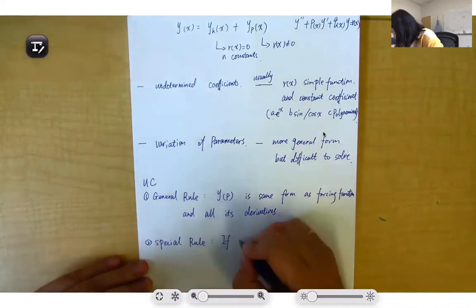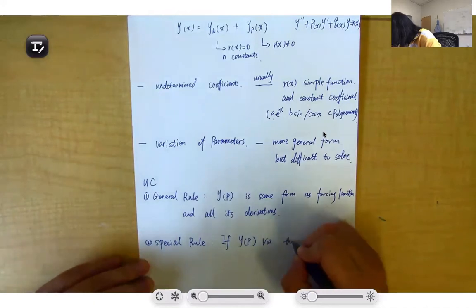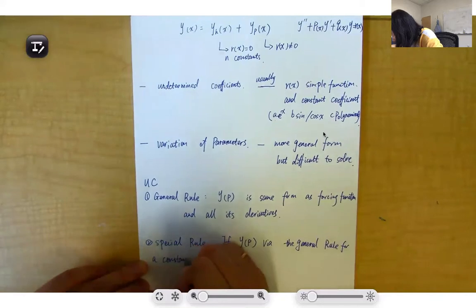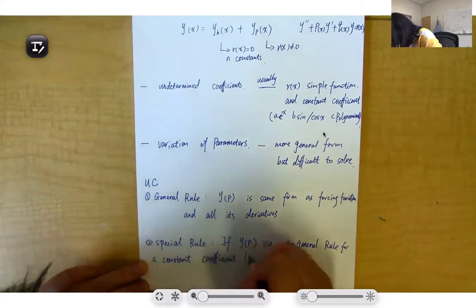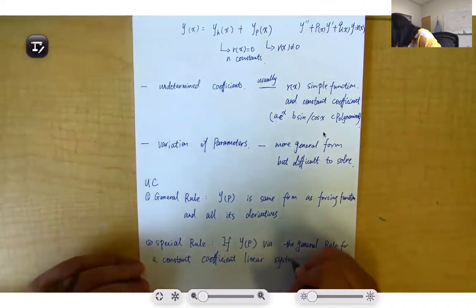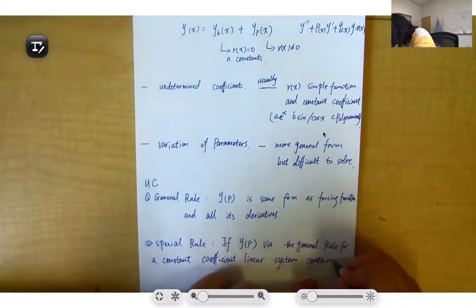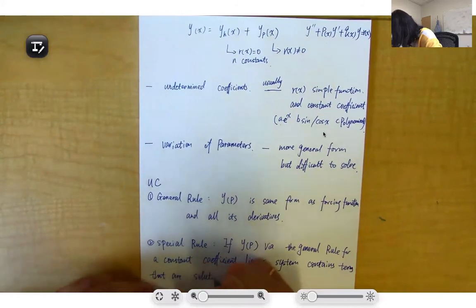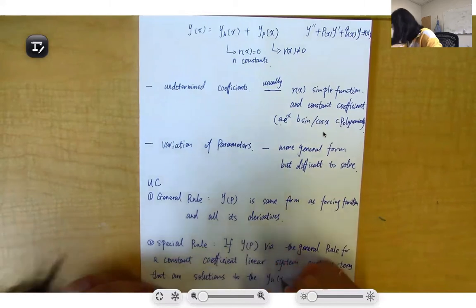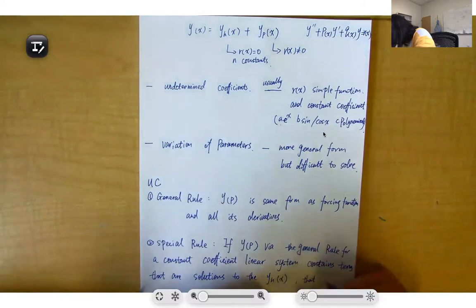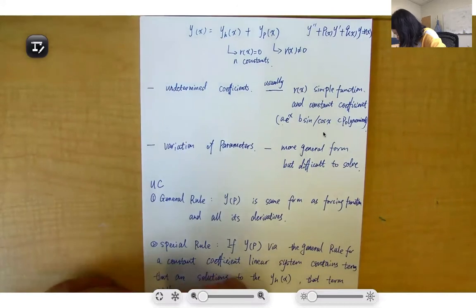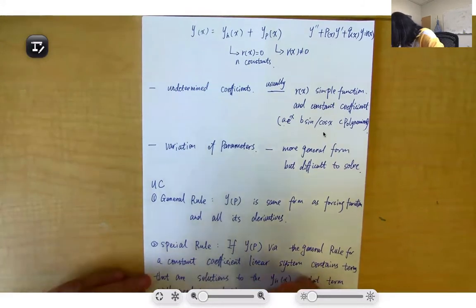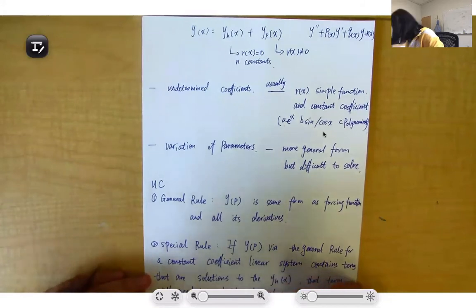The special rule is if u by p, well, the general rule for a constant coefficient linear system contains the term that are solution to the homogeneous solution by hx, then that term will need to multiply the choice of x.